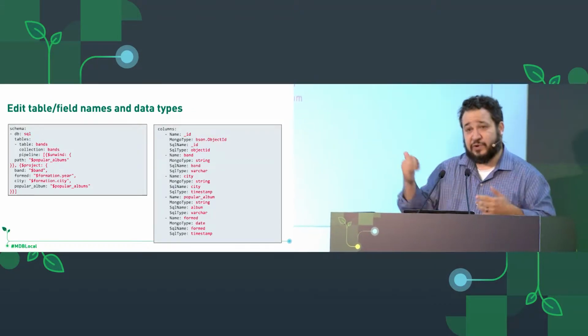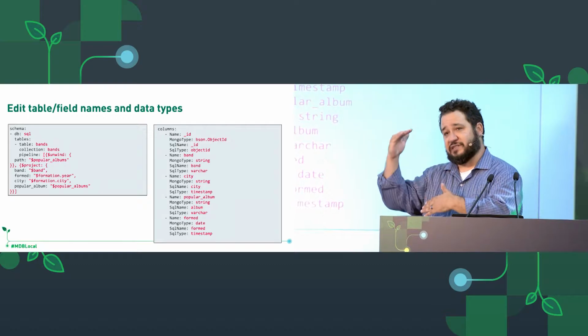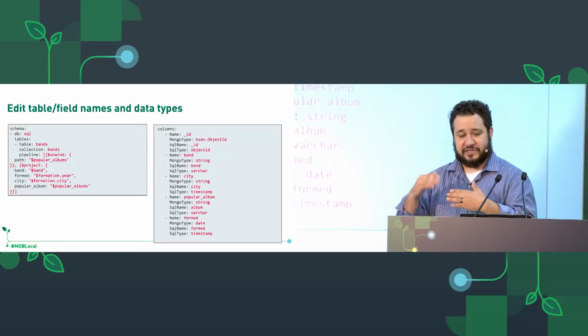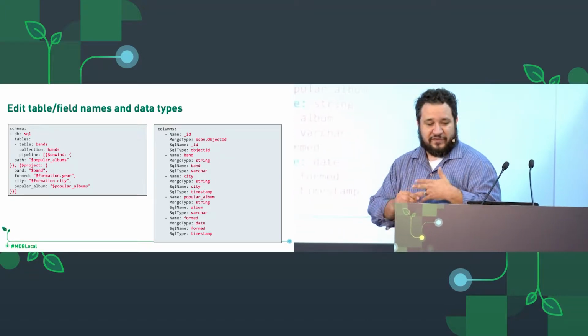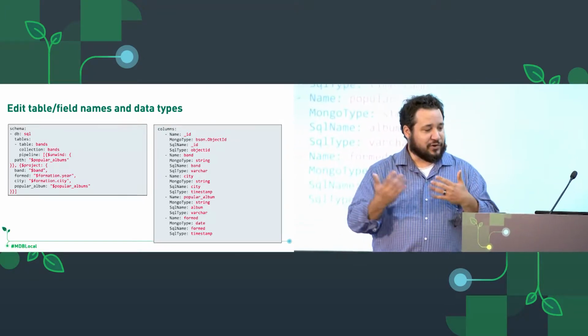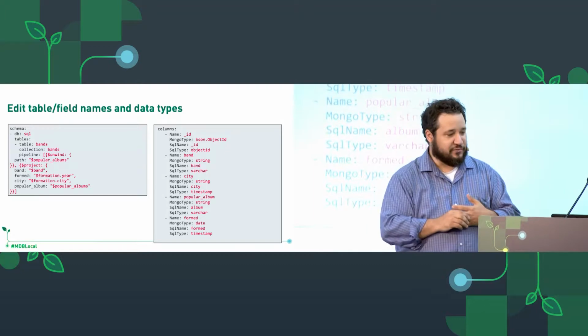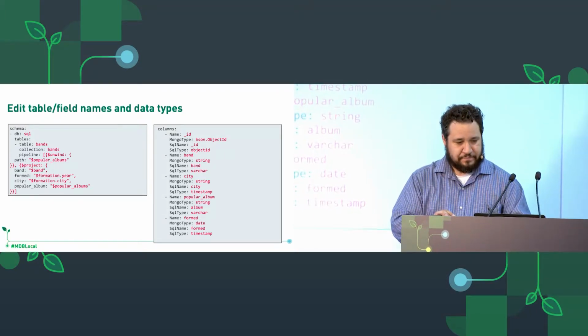So this is what the end result looks like. It's a lot smaller. We're just going to project out a few fields. We've done an unwind on a table, and we're going to project out just a small subset of what we want our users to see.